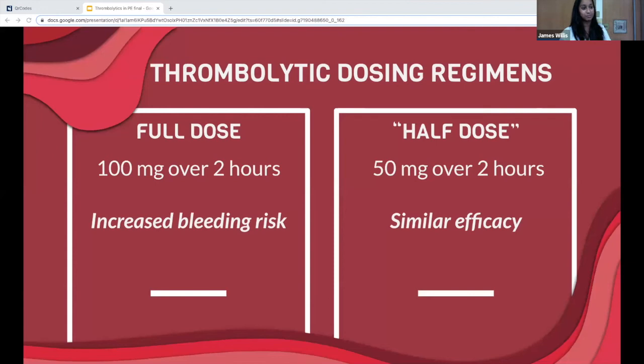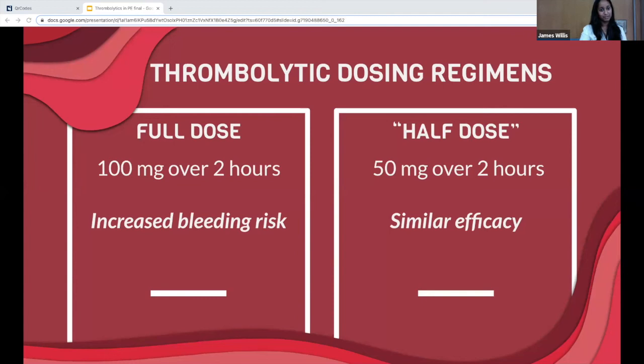So in terms of thrombolytic dosing regimens, most studies have used either full dose or half dose. The MOPET trial that I described before, showing a decrease in incidence of pulmonary hypertension, did use half dose, and they showed no increase in bleeding risk, likely due to this half dose. There are some meta-analyses that showed that there is a lower bleeding risk when you do half dose, and no change in outcomes. So no statistical difference in either mortality or recurrent PE.